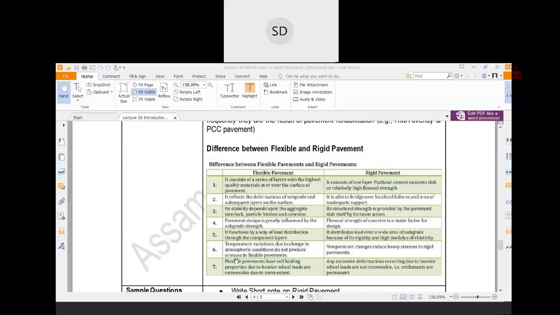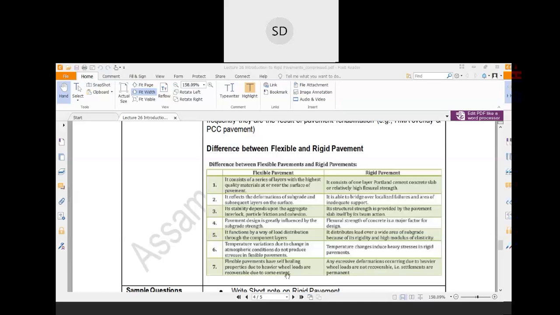Now here, temperature variations due to change in atmospheric conditions do not produce stresses in the flexible pavement, as it is flexible. Therefore there would be no temperature stresses developed over the flexible pavement. But for the rigid pavement, temperature plays a very important role. Therefore you have to design different joints, and there will be some specification for the joint design and the reinforcement provided over the joints.